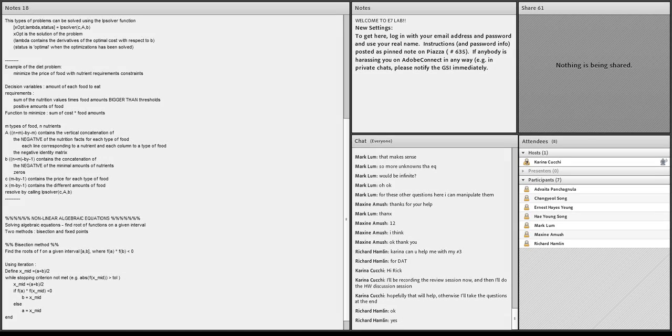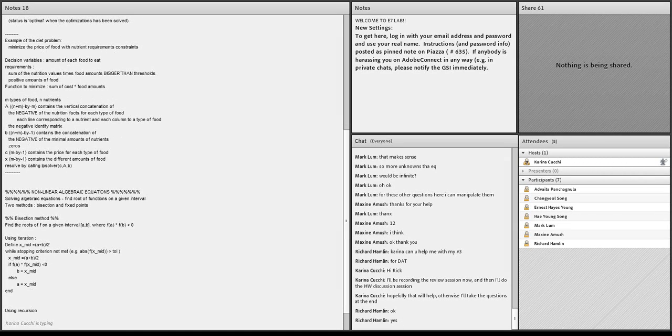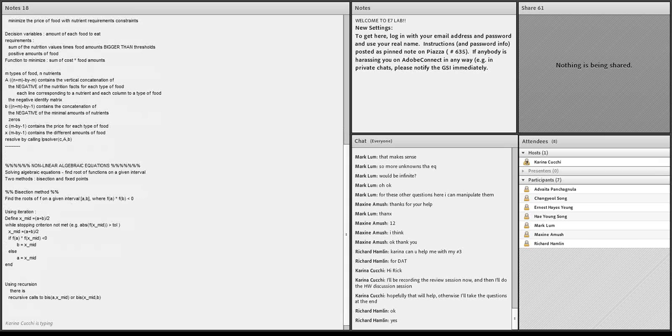Using recursion now, the principle is the same, except that in the if-else statement, instead of defining b and a to be x mid, you are going to do recursive calls to either the bisection on a and x mid, or to the bisection on the interval defined by x mid and b. And so when you use recursion, there is no while loop.